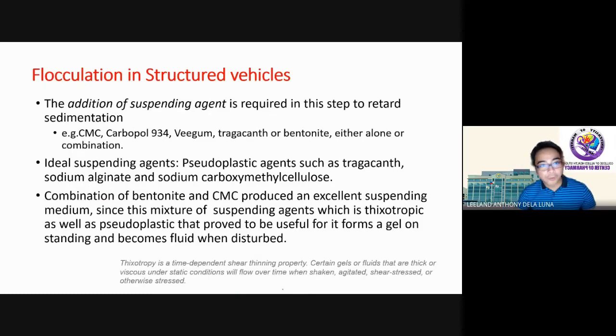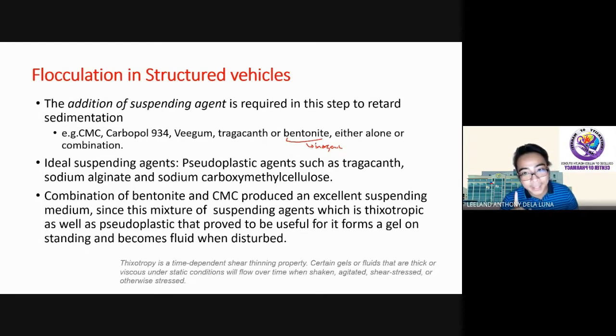Okay. So, flocculation in a structured vehicle. So, the additional suspending agent is required in this step to retard sedimentation. So, yun na nga sabi natin, di ba? One thing na ginagamit natin, class, to control the flocculation would be to use polymers such as CMC, V-gum, tragacanth, bentonite. Bentonite is inorganic. So obviously, class, I won't usually use this.